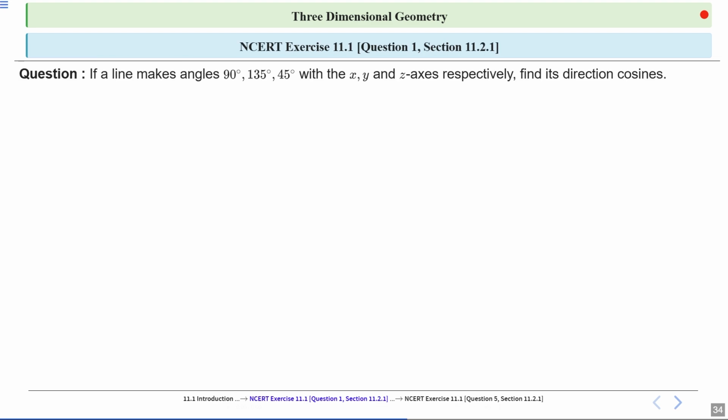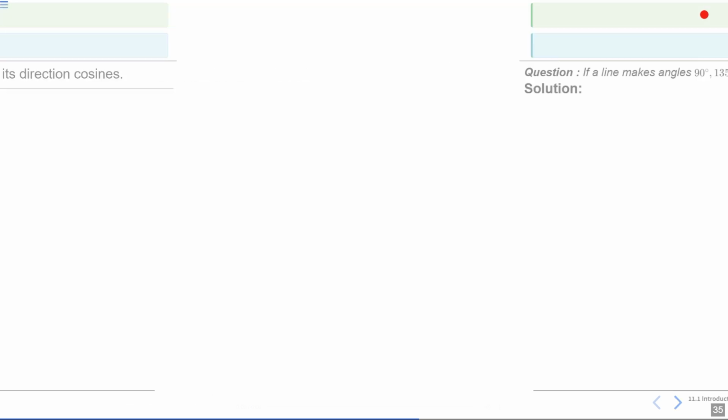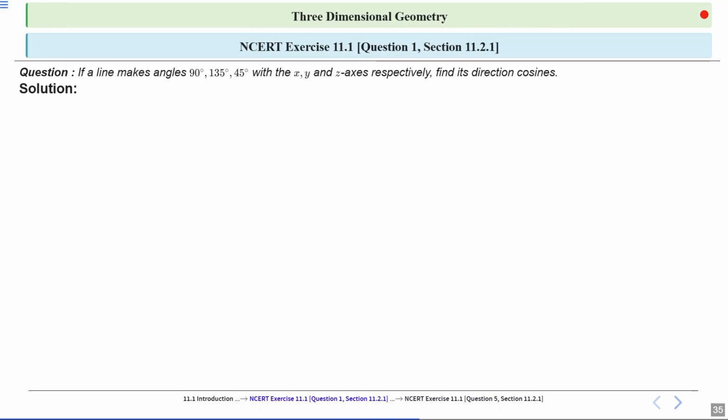Let's look at this question on 3-dimensional geometry. We are given that a line makes angles 90 degrees, 135 degrees, 45 degrees with the x, y, and z axis respectively. Then find each direction cosine. So first of all, try it yourself and then see solution. So let's start the solution of this question step by step.